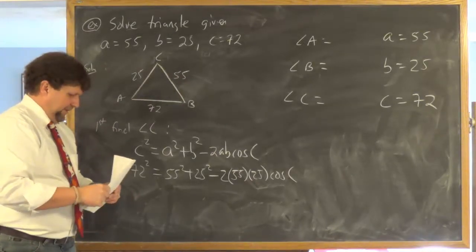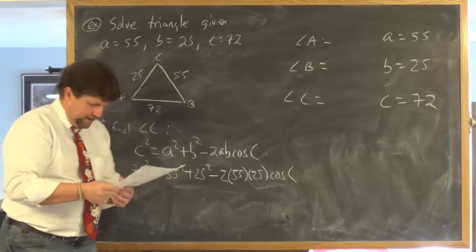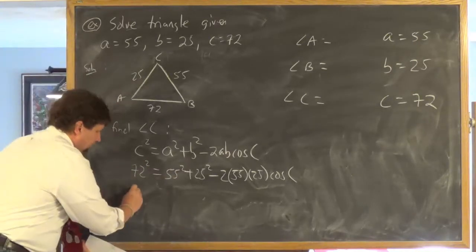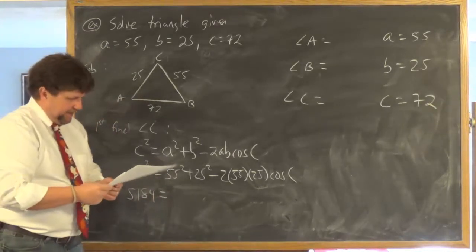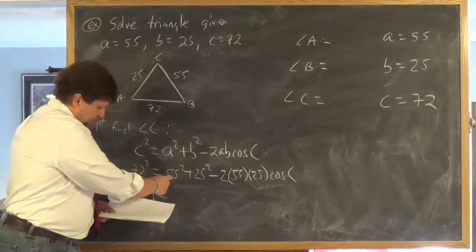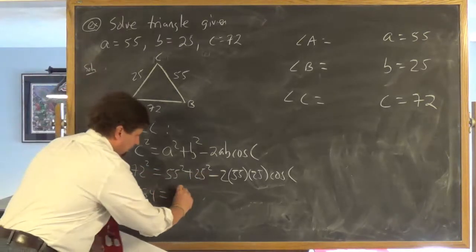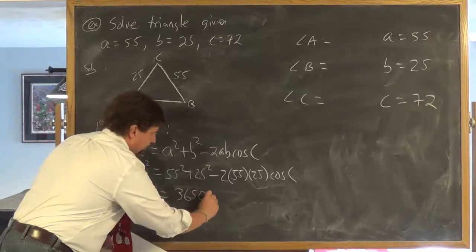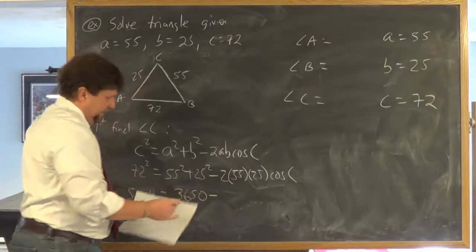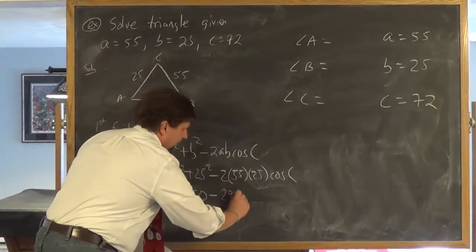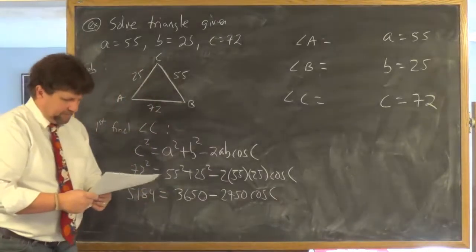Solving this equation, I'd probably start off by doing 72 squared. I have 72 squared is 5,184. And then 55 squared plus 25 squared, I have that as being 3,650. And then 2 times 55 times 25, I have that as being 2,750. And I have my cosine C.